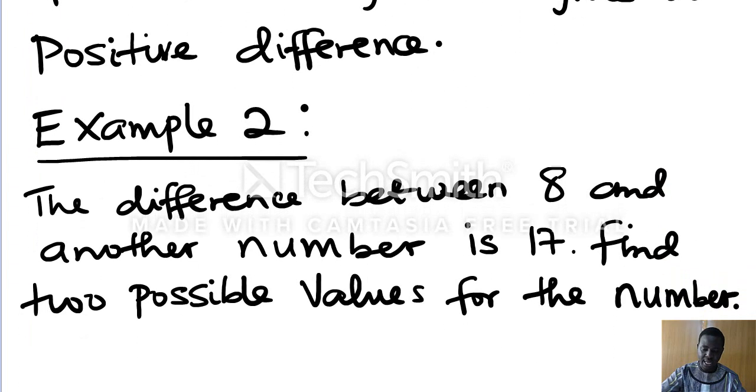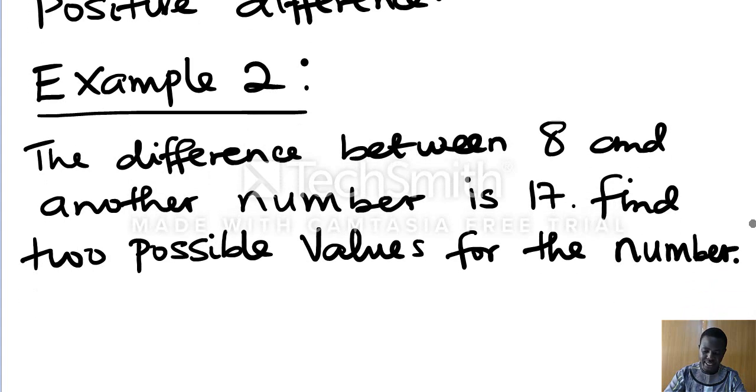Now let's take an example. Example 2. Example 2 says the difference between 8 and another number is 17. Find two possible values for the number. Wow. The difference between 8 and another number is 17. Find two possible values for the number. Let's take its solution.